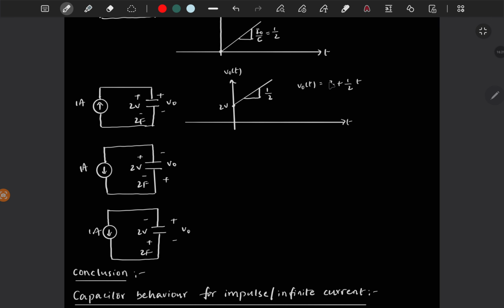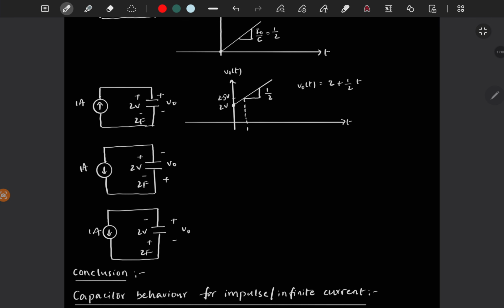So at T is equal to 0, we have V naught of T is equal to 2. That is what we are getting. And at T is equal to 1, it depends on the slope, m into x. So 1 by 2 into x plus the initial voltage, which is 2. So at T is equal to 1, this will charge to 2.5 volt.